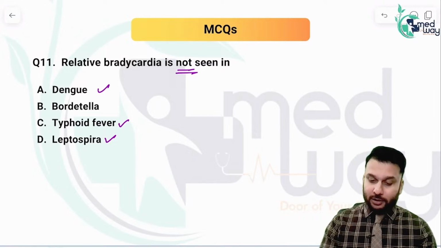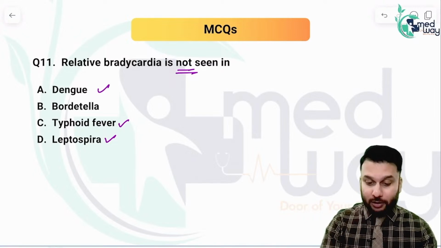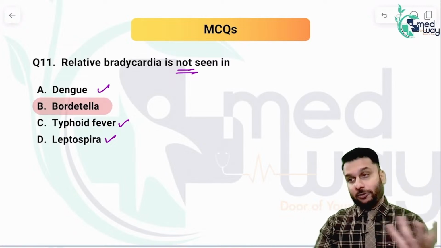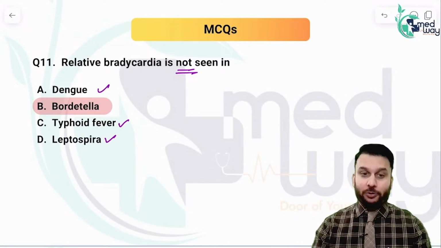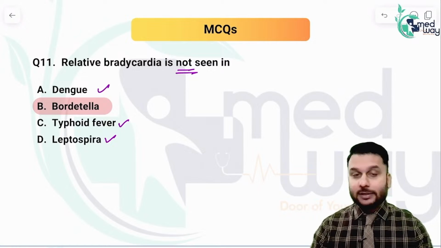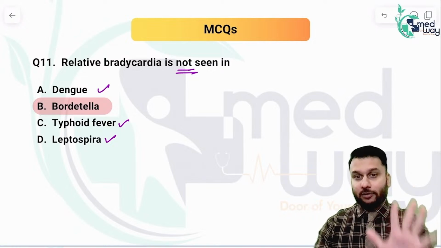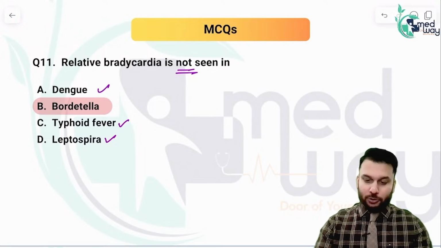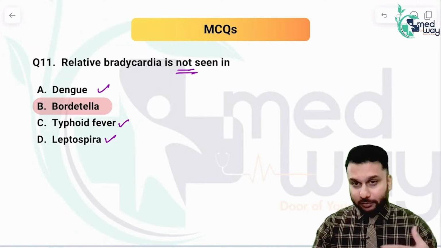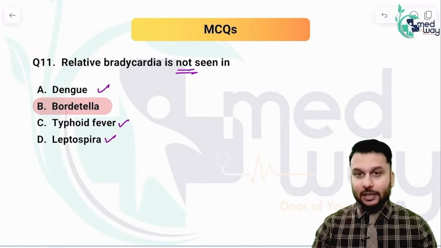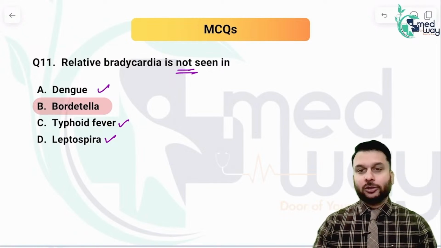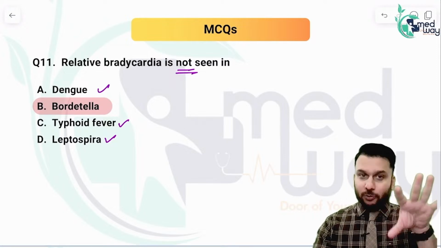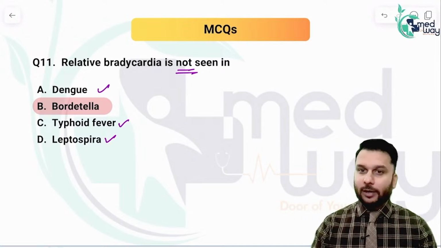So in my opinion, if the question was is not seen in or except, then the answer should be Bordetella. Otherwise, it all depends on what the examiner wanted to hear. Nobody can say the answer to this if they ask relative bradycardia is seen in. Why? Because it is seen in other options also. Okay, so let's leave the controversial things out. There will always be some questions like this that are controversial that may be asked. So these are the things that nobody can be sure of. So whatever we marked, just leave it. But if the question was this, then my option would have been Bordetella.